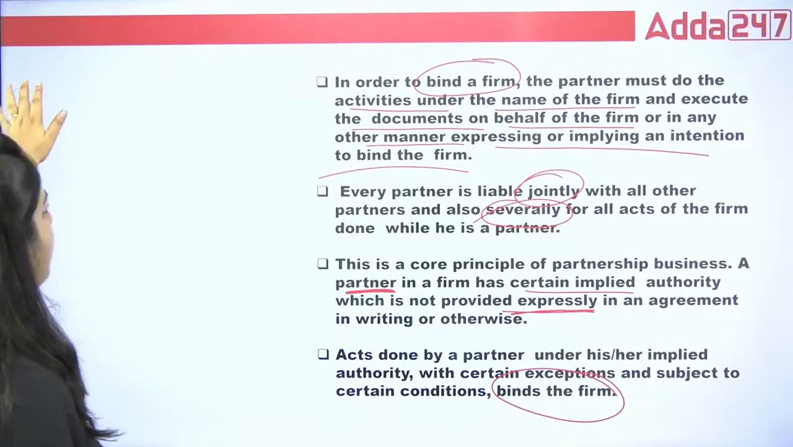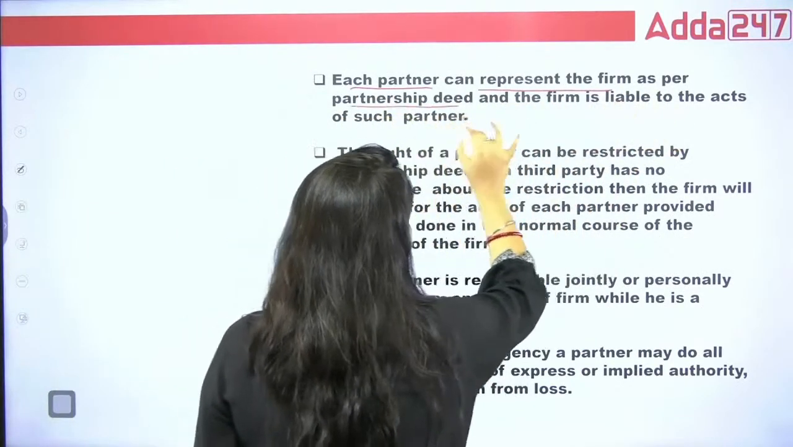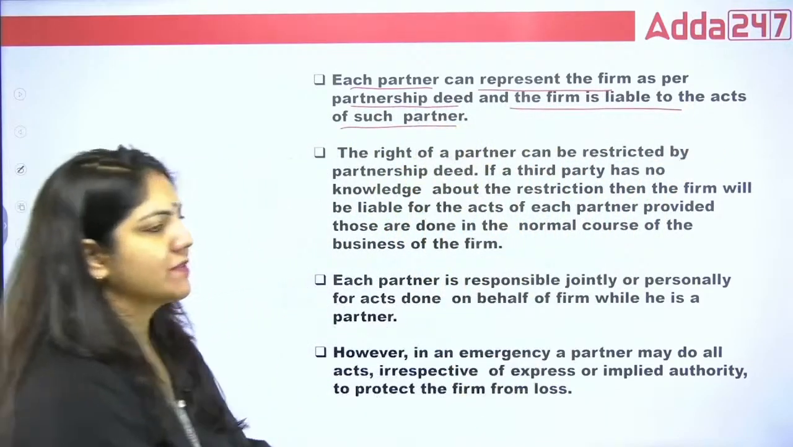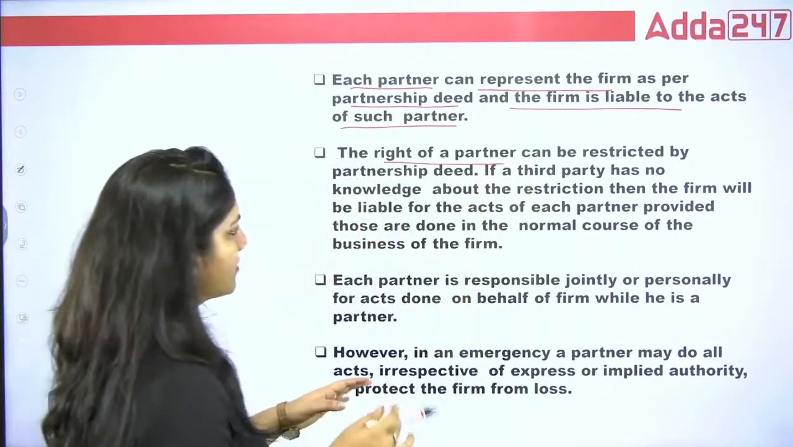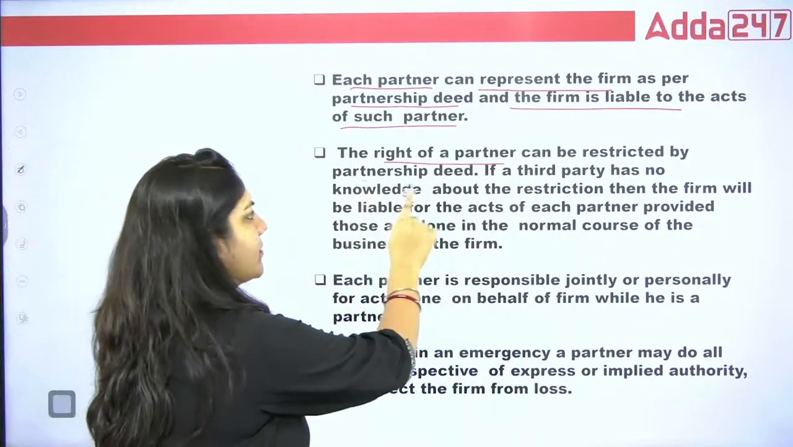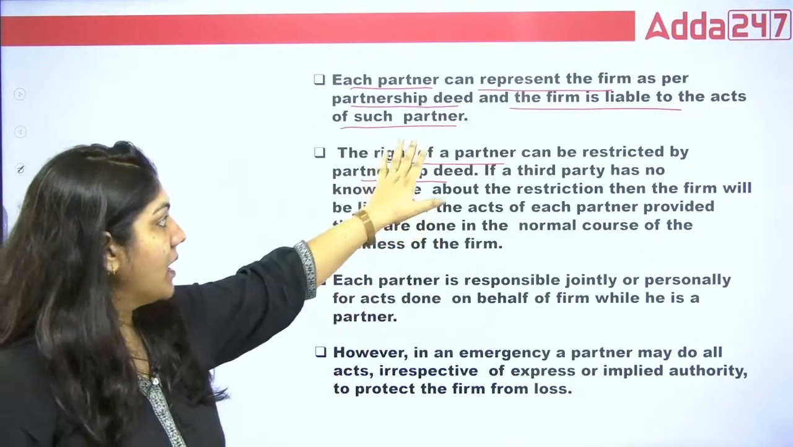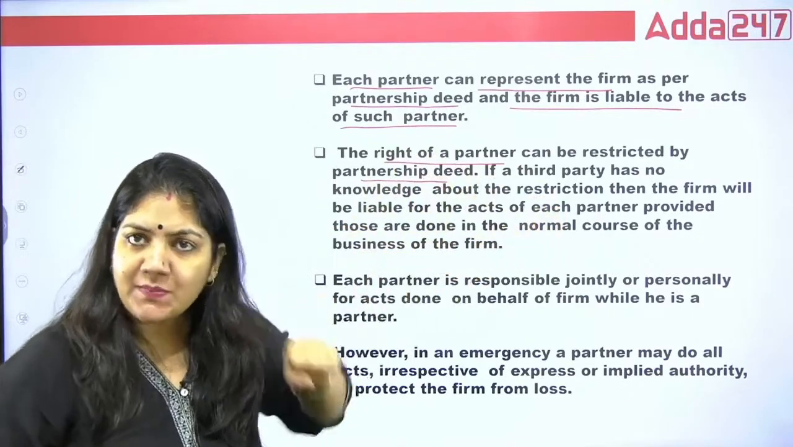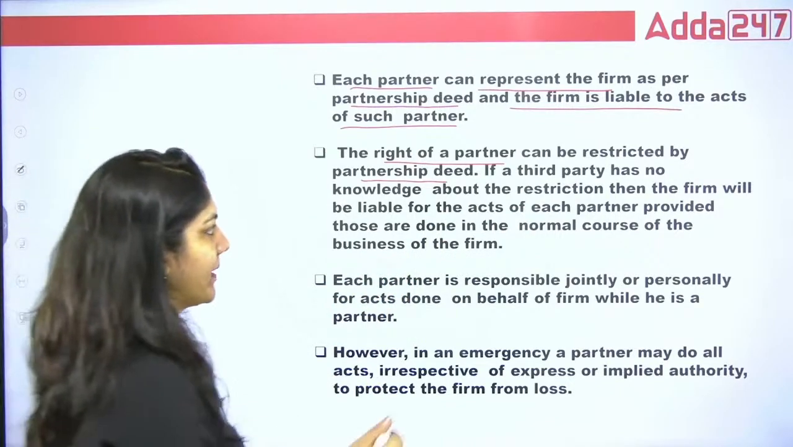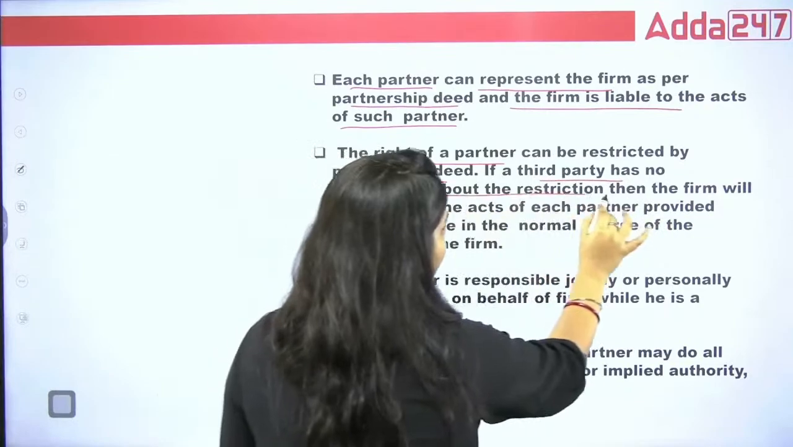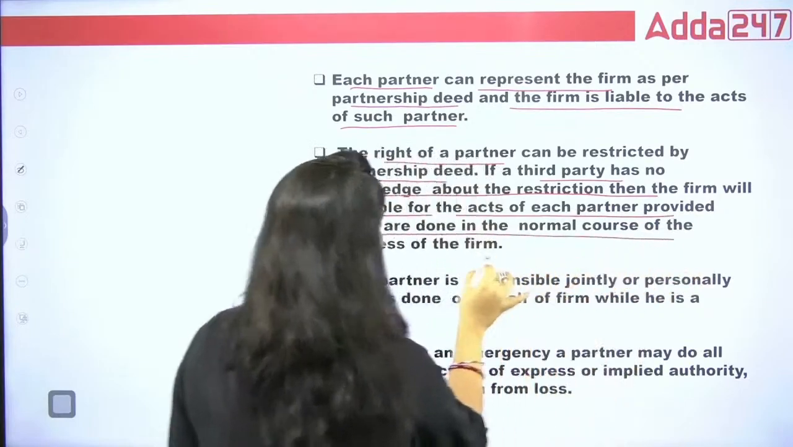Done, guys? Now, each partner can represent the firm as per the partnership deed, and the firm is liable for the acts of such partners. That's it. The right of a partner can be restricted by the partnership deed. Exactly. Suppose the partnership deed means the document in which every right and duty of the partner is written. So if the partnership deed is restricting any partner, saying that you do not have to do this thing, then that partner should not do that act. If a third party has no knowledge about the restriction, then the firm will be liable for the act of each partner, provided those are done in the normal course of business.